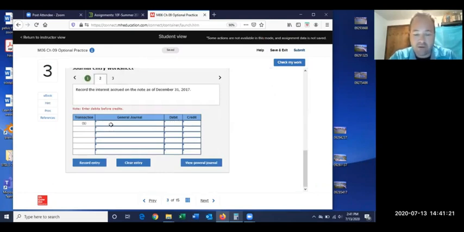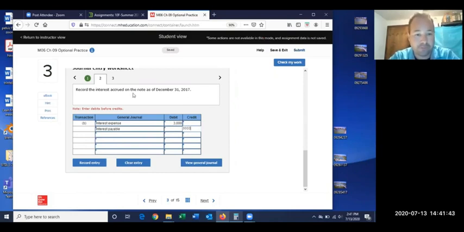Now, at the end of the year, I need to show that I've accrued interest. Even though I don't pay it yet, I need to put 3,000 on my books for the year 2017 and then show that since I'm not paying it, I still owe $3,000.